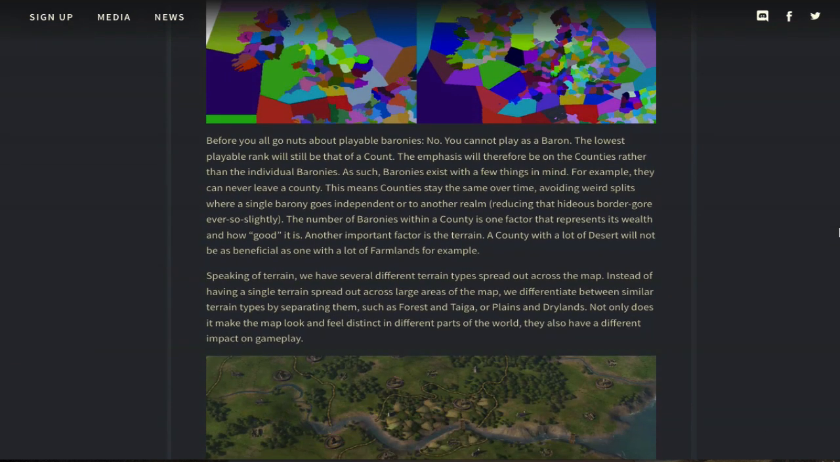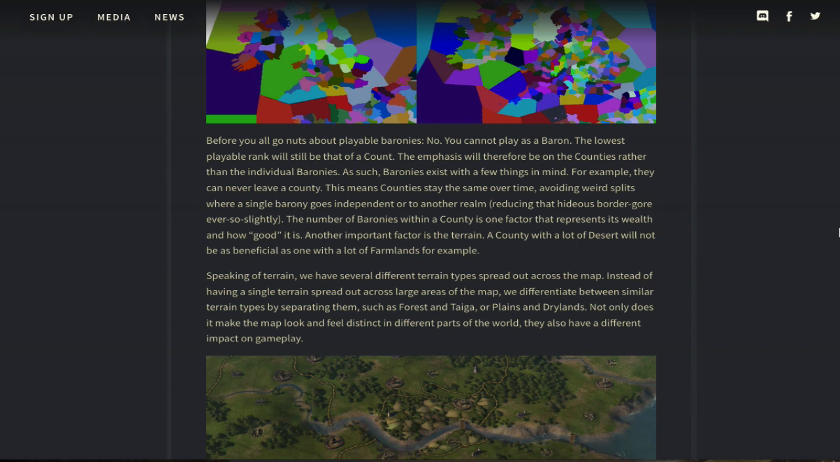Before you all go nuts about playable baronies, no, you cannot play as a baron. The lowest playable rank will still be that of a count. The emphasis will therefore be on the counties rather than the individual baronies. As such, baronies exist with a few things in mind.